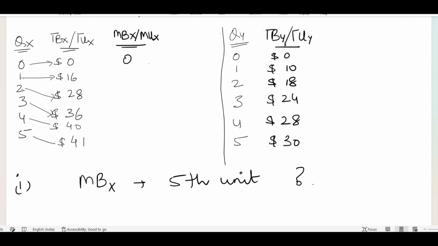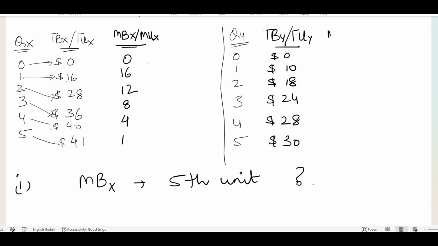And yes, in order to calculate, it would be what? Here it would be 16, and then it would be 12. So 28 minus 16, that's 12. 36 minus 28, that's 8. And then you will have 4. And then you will have 1. 41 minus 40. All right.